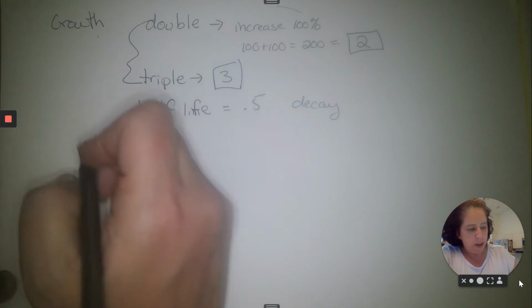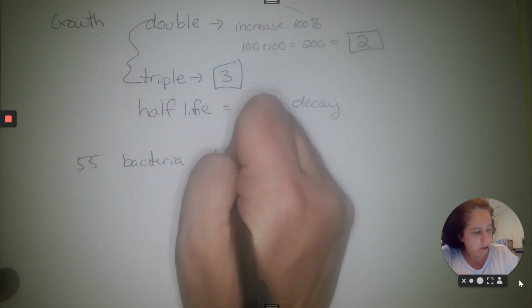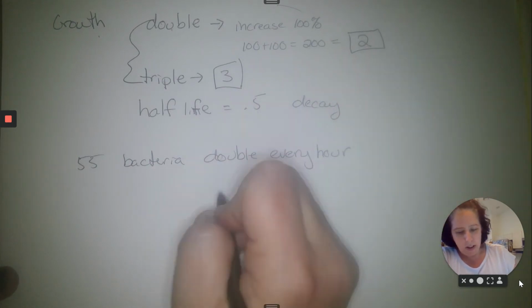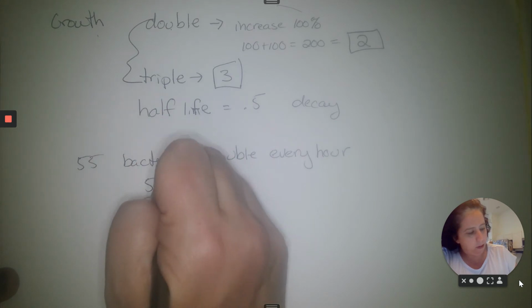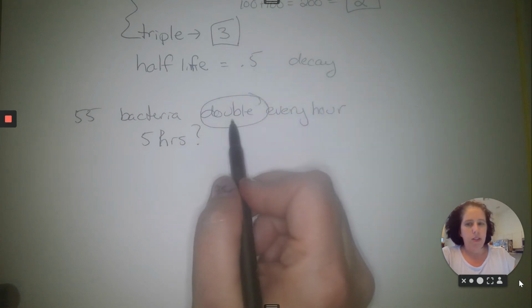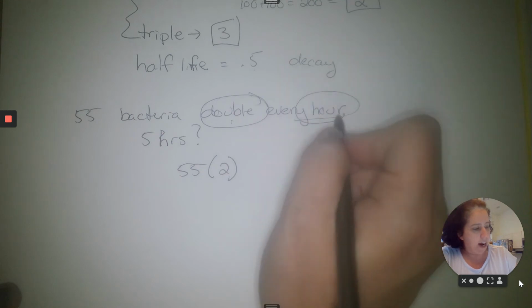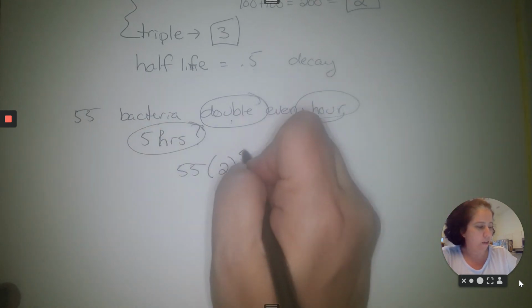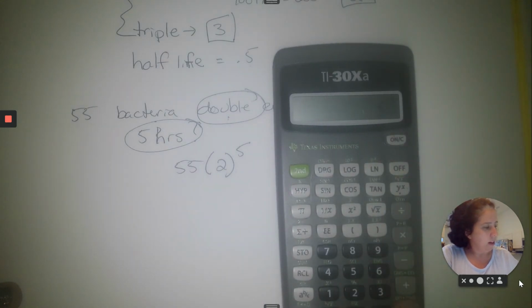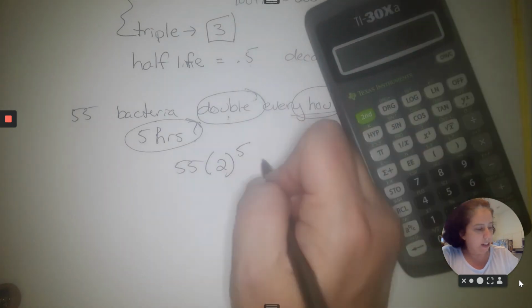All right, so if I got 55 bacteria, and they're going to double every hour, I want to know how many are going to be in 5 hours. There's my key word, it doubles, right? That means it's going to get bigger. So we're going to do 55 times 2, every hour, I want 5 hours, so it's going to be a 5. So we're going to do 2 to the 5th power. It's 32 times 55. So this is going to be 1760.